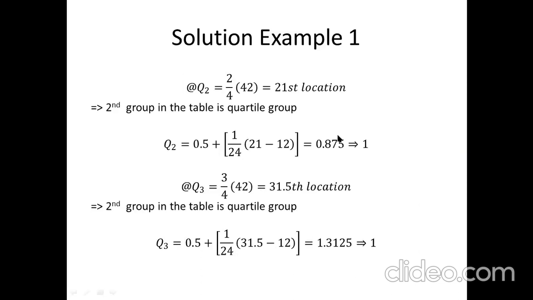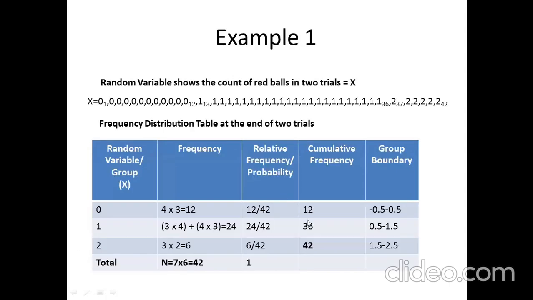The location of Q2 is 2 by 4 into 42, that is the 21st, and the location of Q3 is 3 by 4 into 42, that is 31.5. In both cases, we can see from the table that till the 36th value in the data set, we are in the second group. So this is the quartile group, both for Q2 and Q3. The frequency of this group is 24. The cumulative frequency preceding this group is 12, and the lower value of the class boundary is 0.5.